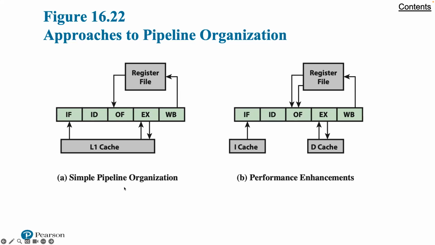So we have a simple pipeline organization. We have those basic five elements. We have some caches that are helping out here. And now we have a couple of different caches, say for different fields. This is something that we're showing here.